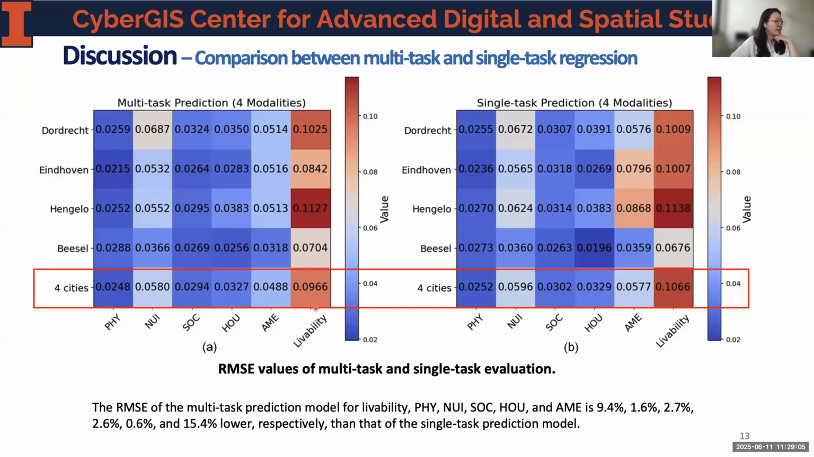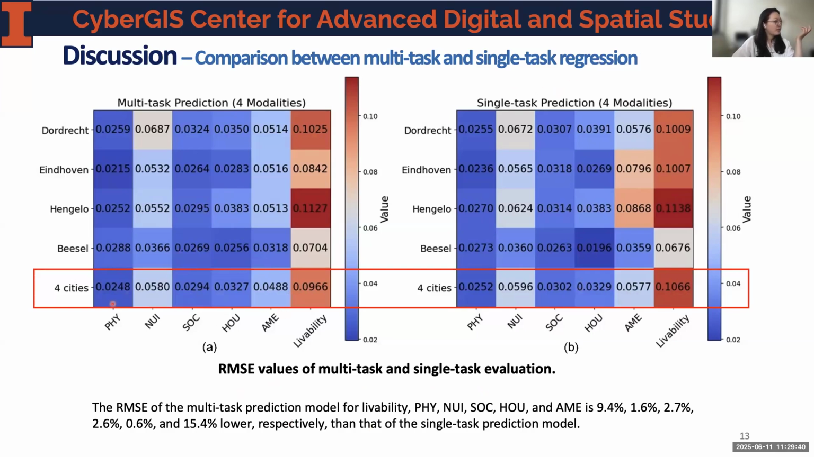So here we also compared the multitask prediction and single task prediction of our own research. We found that when we use all the samples of those 4 cities, the RMSE of the multitask prediction, the left one, for the livability, physical domain, nuisance and insecurity, social coherence, housing availability, and amenities, is lower than that of the single task prediction.